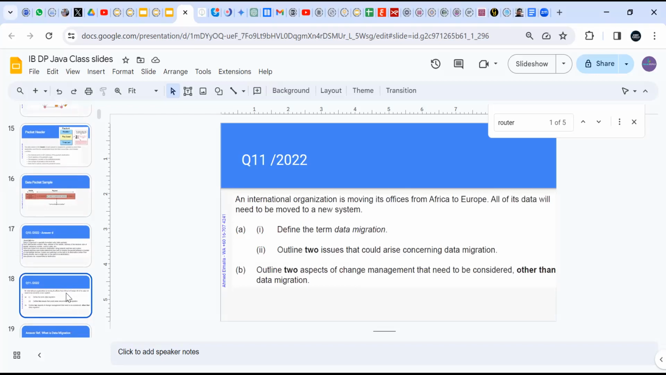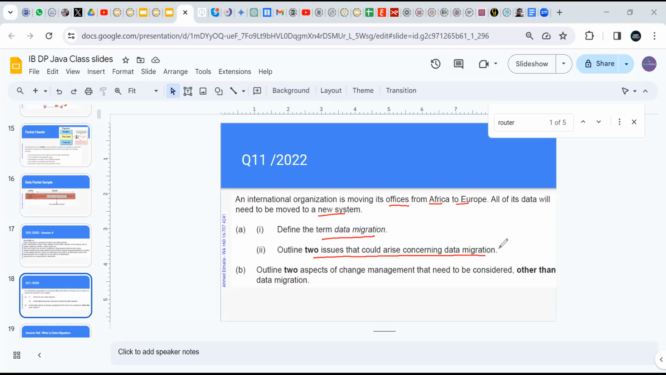So now let me understand from you, if there is an organization that is moving its offices from Africa to Europe, all of the data will need to be moved to a new system. Can you define the term data migration? Data migration is the process of transferring data from one system to another. Okay, excellent. And what could be the 2 issues that can arise from data migration?